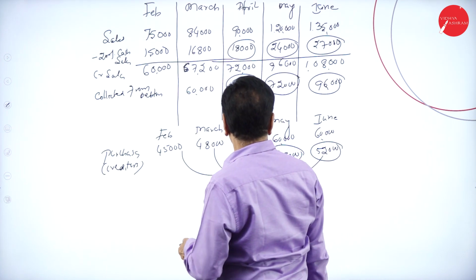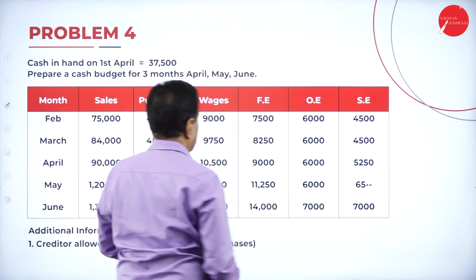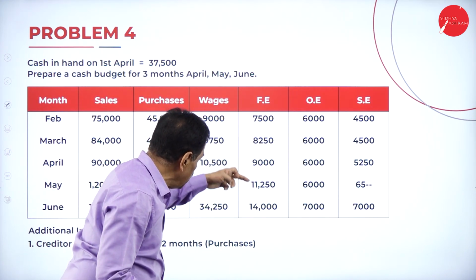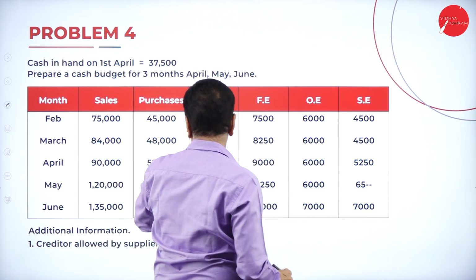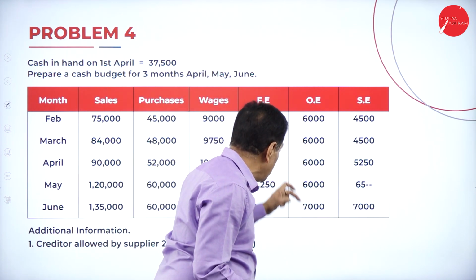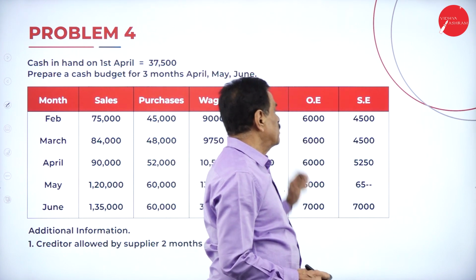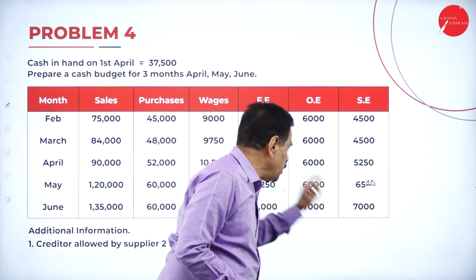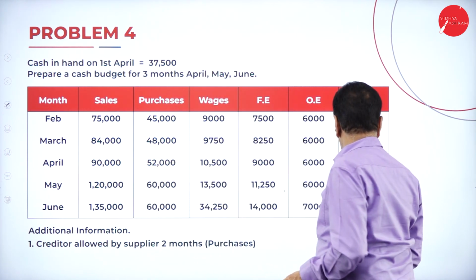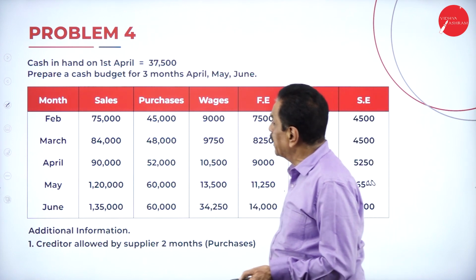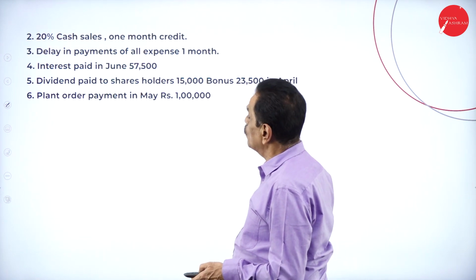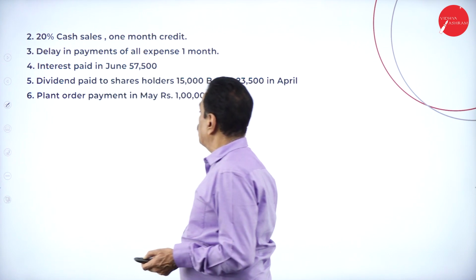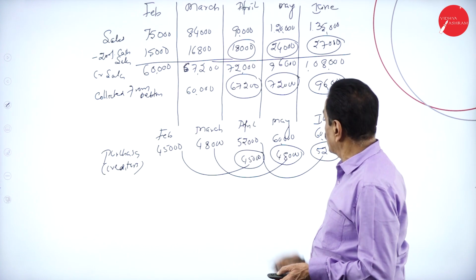So all expenses. So fixed expense, this expense 75,000, March in April, April in May, May in June. Other expenses, March in April, April in May, May in June. Then selling expenses, March in April, April in May, May in June. Once again, you are going to pay one amount. Then interest paid in June, dividend paid to shareholder, 15th bonus in April, plant order payment in May. Okay. So these are all the working notes.